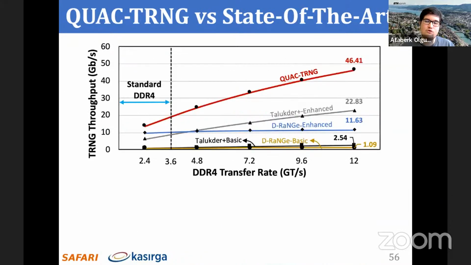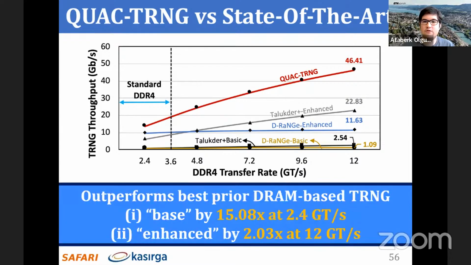This plot shows the average throughput of timing failure-based mechanisms along with QUAC-TRNG in this 4-channel system. We project the throughput of prior work and QUAC-TRNG to various DDR4 data transfer rates that we display on the x-axis. From this figure, we conclude that QUAC-TRNG outperforms the base version of the best prior DRAM-based TRNG by 15 times at a standard 2.4 gigatransfers per second DDR4 transfer rate. And it also outperforms the optimized version of the best DRAM-based TRNG by 2 times at a future 12 gigatransfers per second data transfer rate.